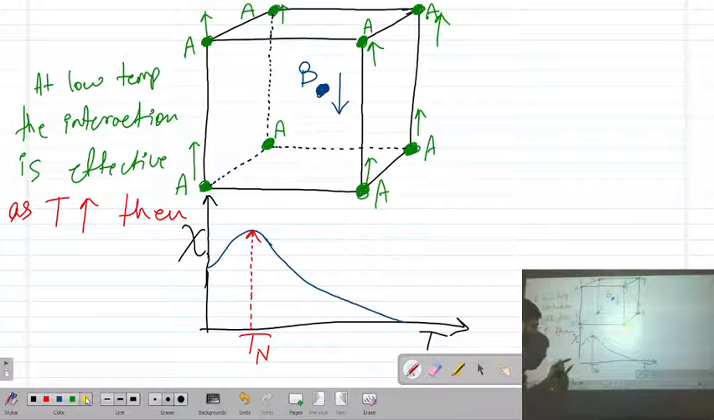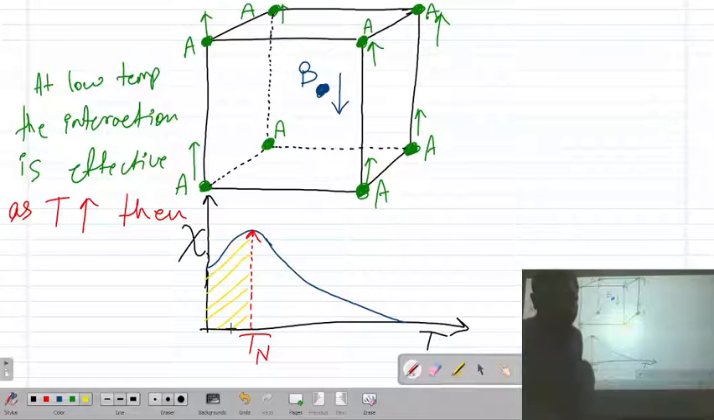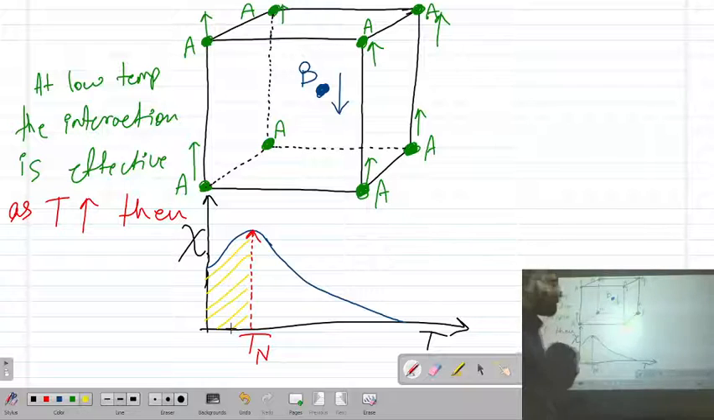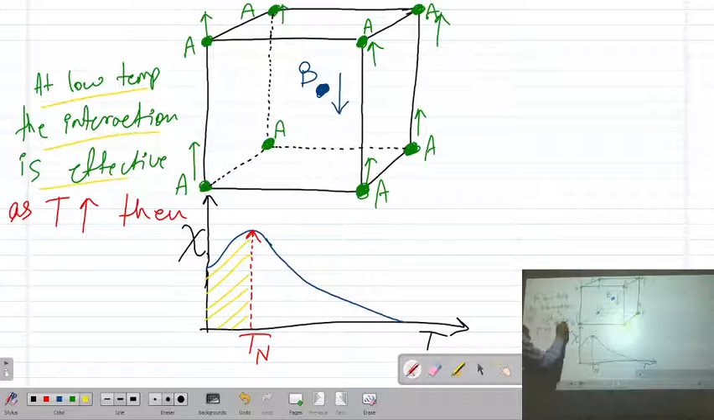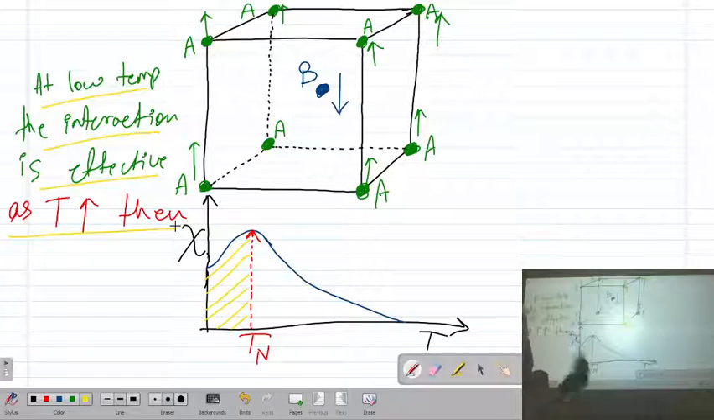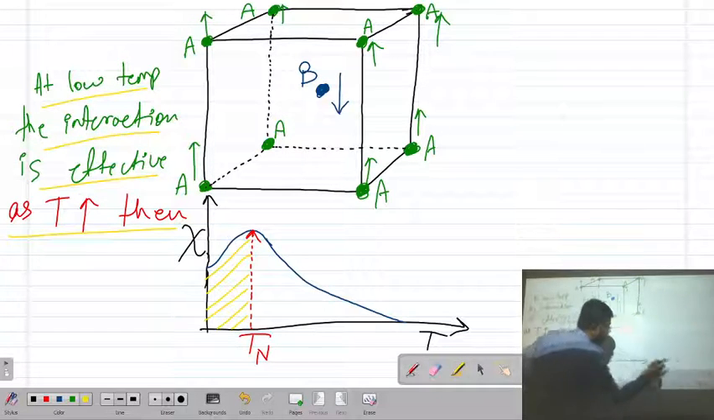Right? In this part of the temperature region, the material will behave as antiferromagnetic. Material will have antiferromagnetism. As the temperature is low, the interaction is effective. As we increase the temperature, the efficiency of interaction decreases and susceptibility increases. You see, susceptibility is increasing. Understand the statement.